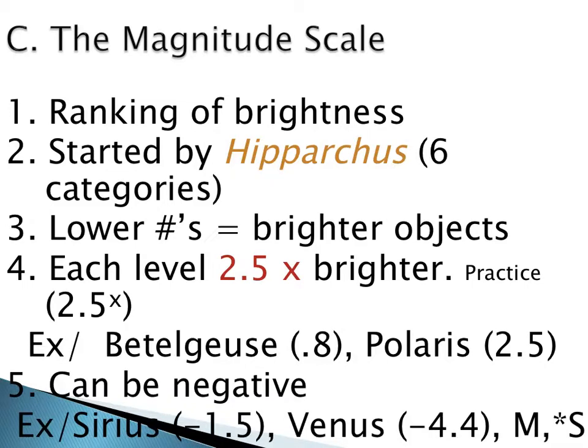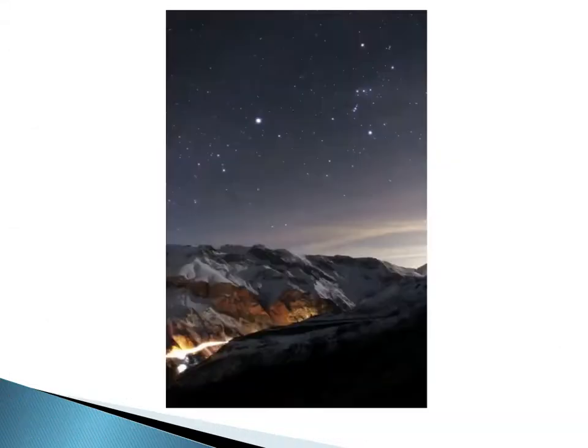Let's take a look at some of those numbers. We have Sirius there, as you can see, at negative 1.5. Venus, the brightest planet in our sky, at negative 4.4. The Moon comes in at negative 12.5, and the Sun at negative 26.7. That makes it over 400,000 times brighter than a full moon.